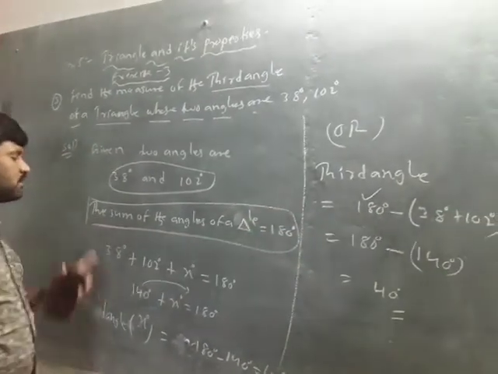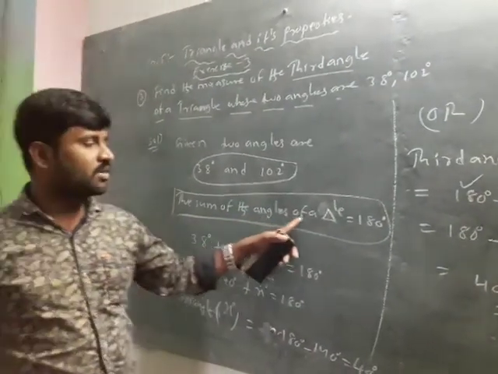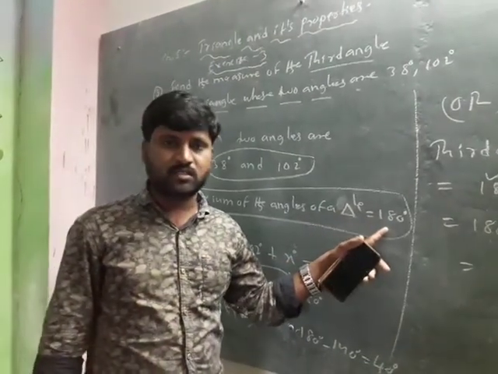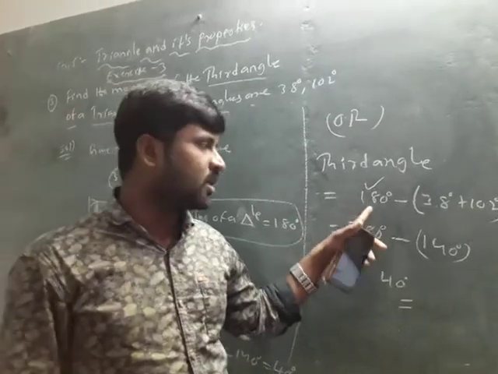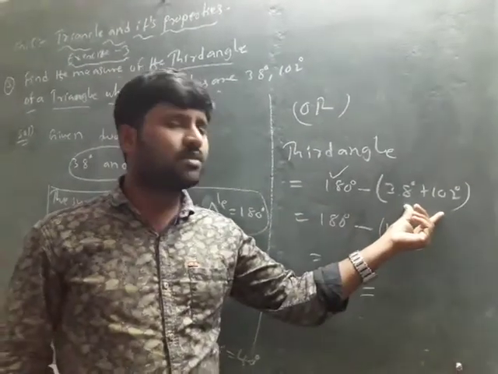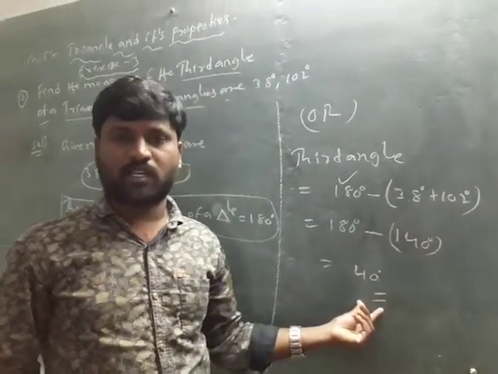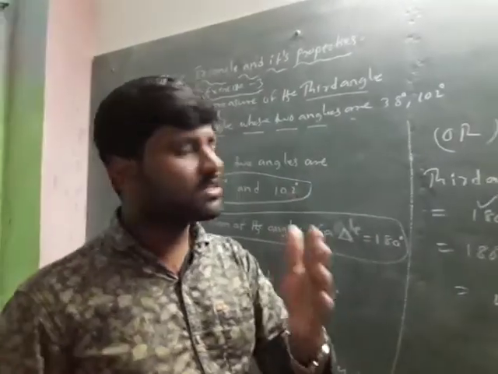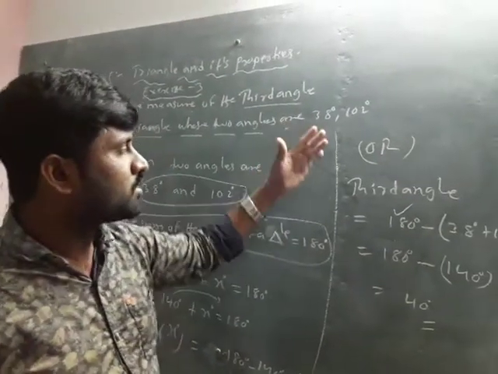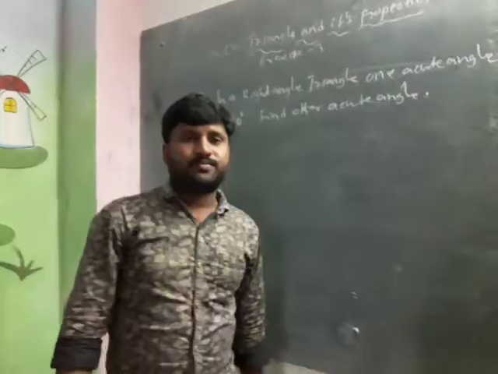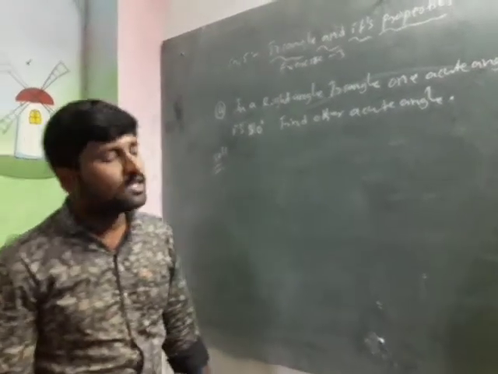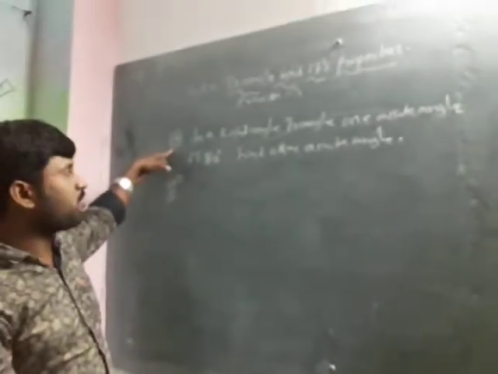So why am I doing it like this? You have to keep this statement in your brain: the sum of the angles of a triangle is equal to 180 degrees. That's why I am directly taking the third angle as 180 minus the remaining two angles, then I am getting the third angle. When you face this kind of problem, you can use this or alternate methods. Thank you.